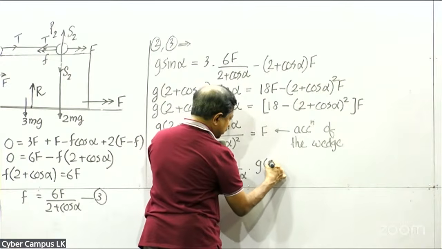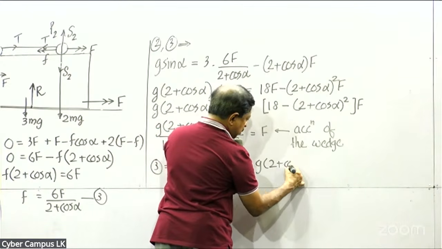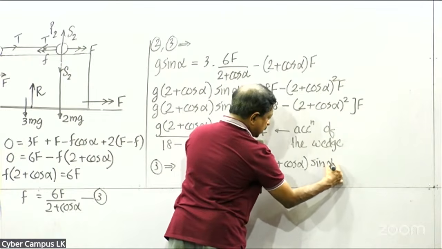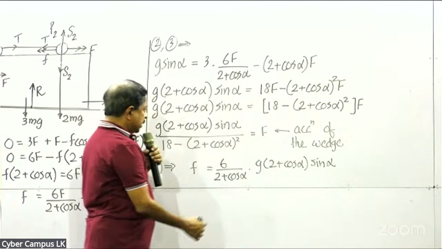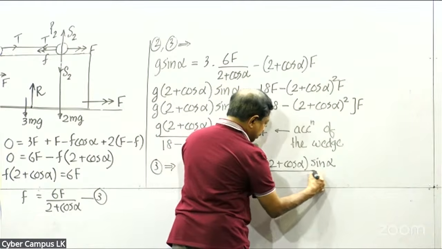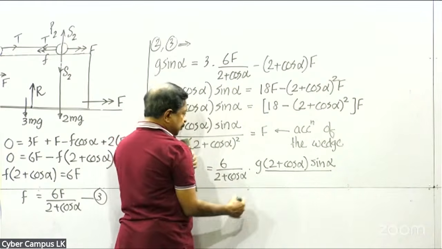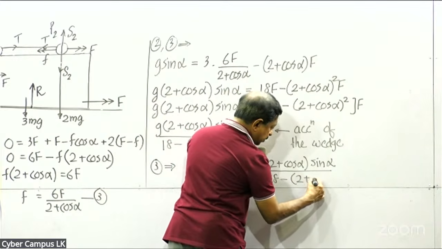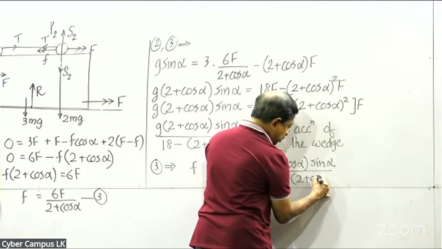Now this is capital F, g times 2 plus cos alpha times sin alpha. I will get this refilled as quickly as possible. Downstairs you get, or in the numerator you get this.